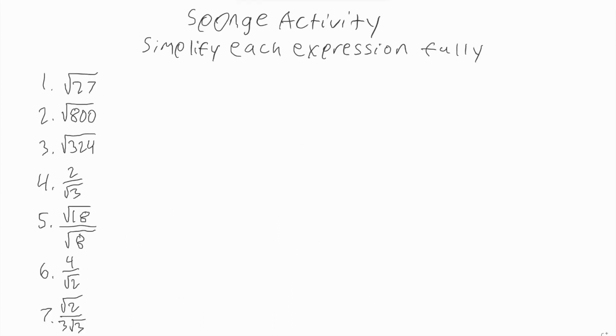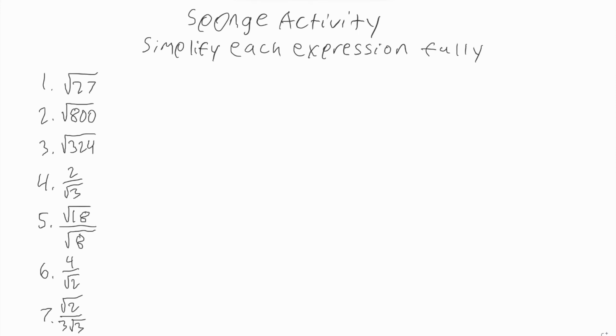All right, now time for the sponge activity. I want you to simplify each expression fully, as much as you can. So number 1, I want you to simplify square root of 27. Number 2, simplify the square root of 800. Number 3, simplify the square root of 324. Number 4, I want you to simplify 2 divided by the square root of 3, so rationalize the denominator. Make sure there's no square root in the denominator.